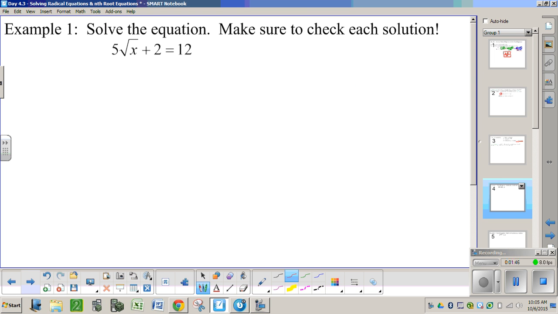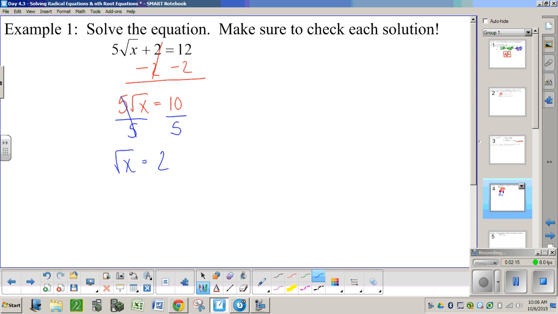So we're going to start with this equation here, 5 times radical x plus 2 equals 12. The first thing we want to do is isolate our radical. So I'm going to start by subtracting 2. Now I have 5 radical x equals 10. And I'm going to divide by 5 on both sides in order to isolate my radical. So I have the square root of x is equal to 2.